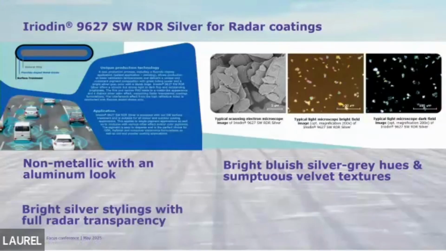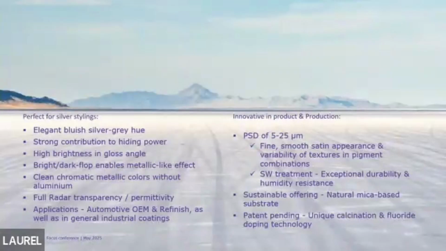And it gives you the radar capability because it has a nice hiding power. So you can replace part of your aluminum with this without losing too much L value and keep your hiding. So with that, I'm not going to read every line, but basically it's a blue silver pigment with a fine particle size distribution. Particle size is 5 to 25 micron.